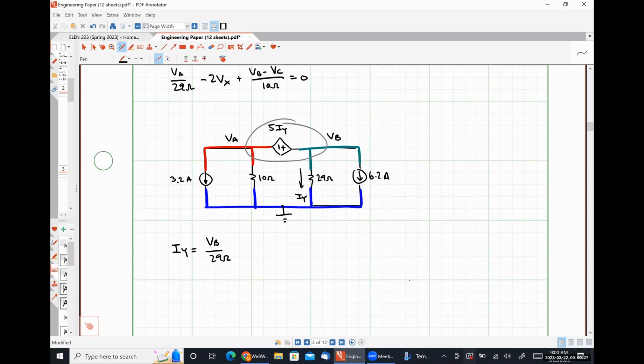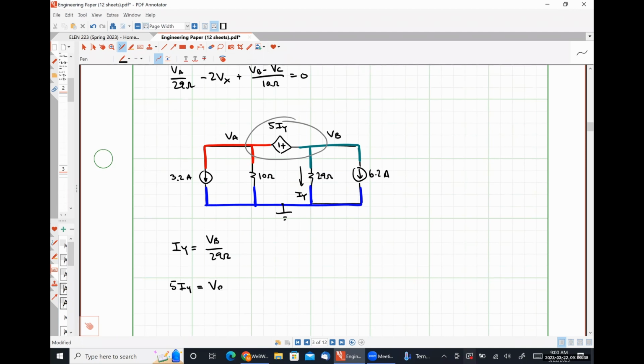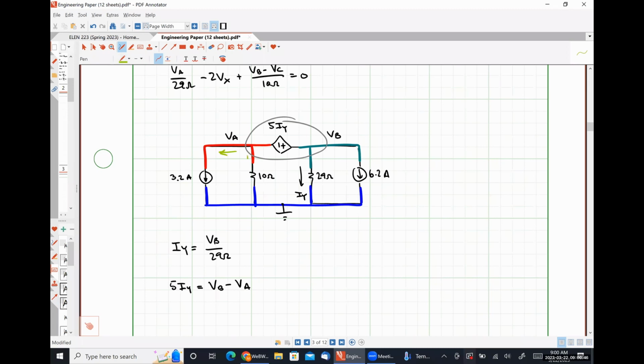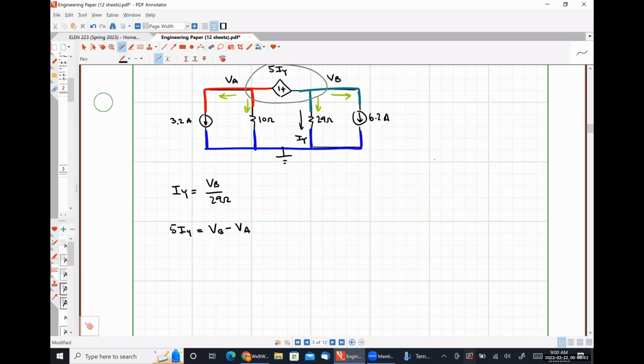I have a voltage source, so what's my voltage relationship equation? All right. Now I'm going to write my KCL equation for my supernode. So that's going to be this current plus this current plus this current plus this current. So that's going to look like 3.2 plus VA over 10 plus VB over 29 plus 6.2 is equal to 0. Solve it.